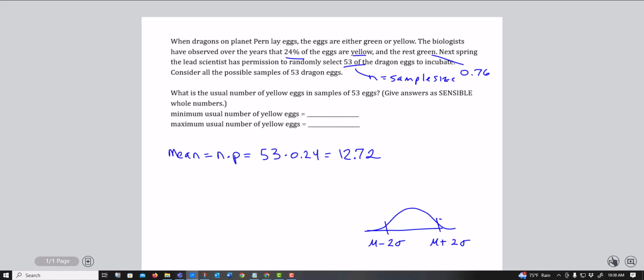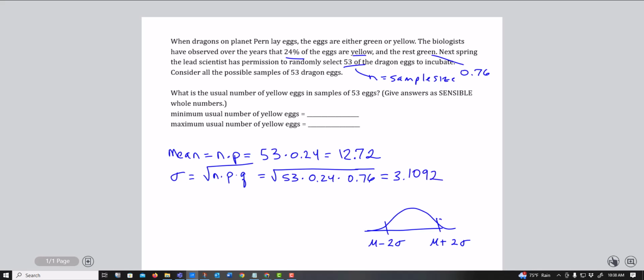All right, so I also need the standard deviation, which remember is the square root of the sample size times the probability of success times the probability of failure. The sample size is 53. What's the probability of success of getting a yellow? 0.24. What's the probability of not getting a yellow? That's 0.76. And you throw all that in your calculator and you get this value right here.